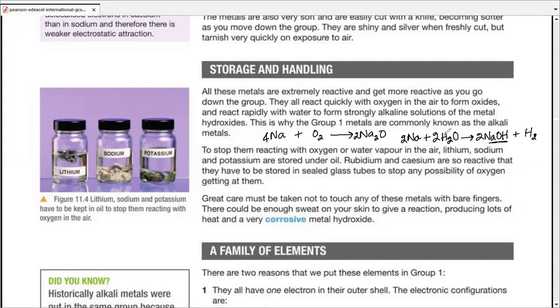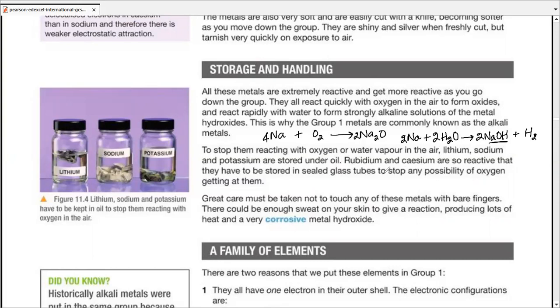Now, as soon as we're going to bring them in air, they're going to react with oxygen in the air. They're going to react with water vapors in the air, as both things are present in the air all around the world. So lithium, sodium, potassium are stored under oil. We don't even store them in air. We don't store them in water. They would react and they would completely change their identity.